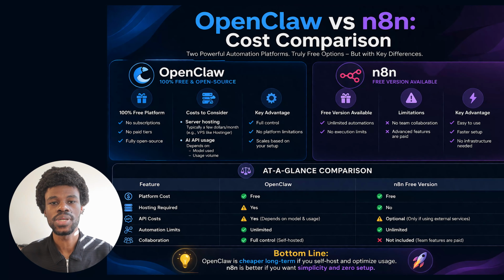And with OpenClaw, it's actually completely free. The only costs are your server, which costs around a few dollars a month on Hostinger. And if you use any AI models, you also need to pay for the API credits, which vary depending on which models you use and how much you run it. If you're self-hosting both, OpenClaw is technically cheaper because there's no paid tier at all. But n8n's free version is also genuinely free with no limits on how many automations you can run. You just don't get team collaboration features.